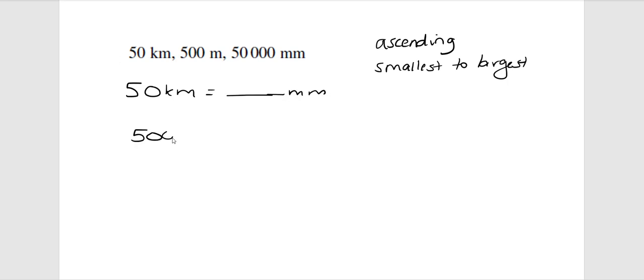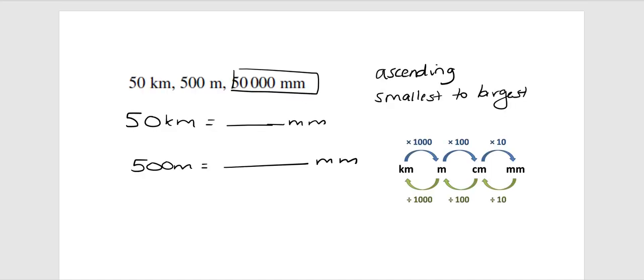And 500 meters is equal to how many millimeters? I can leave this one here. It's already in millimeters, so 50,000 millimeters is done for me. Just change those two and then arrange them. So kilometers into millimeters. Once again, you can use your length conversion chart, or you can do it mentally as well. So kilometers to millimeters.